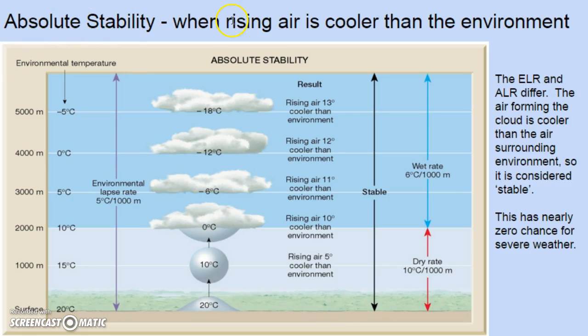So absolute stability is when rising air, or air that's kind of at a location, is cooler than the environment. Clouds can actually just stabilize themselves if they are cooler than the surrounding environment. The ELR and ALR differ. The air forming the cloud is cooler than the surrounding environment, so it's considered stable. And these clouds have next to zero chance for severe weather.